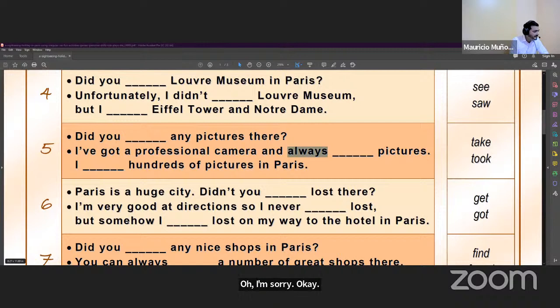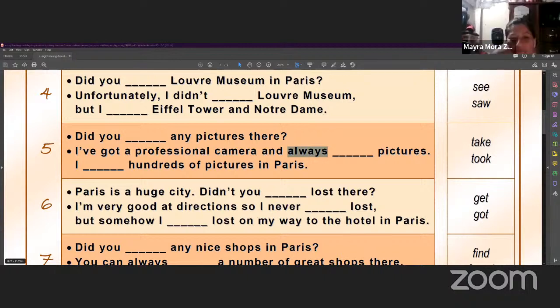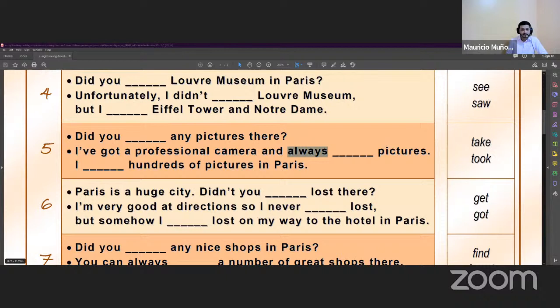Thank you. Paris is good city that you get lost there. I very good there is some neighbor, but some I get the hotel in Paris. Okay, this is a little bit tricky too. It's a bit complicated sentence or exercise.